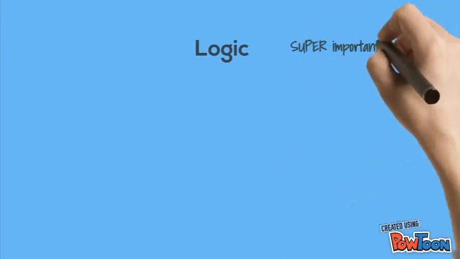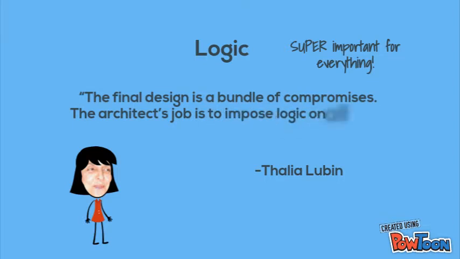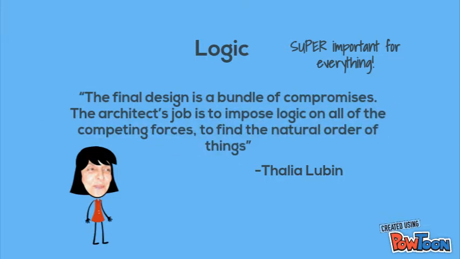Lastly, architecture requires a great amount of logic. An important aspect of geometry is, and really any type of math. As Thalia Lubin says, the final design is a bundle of compromises. The architect's job is to impose logic on all the competing forces, to find the natural order of things.